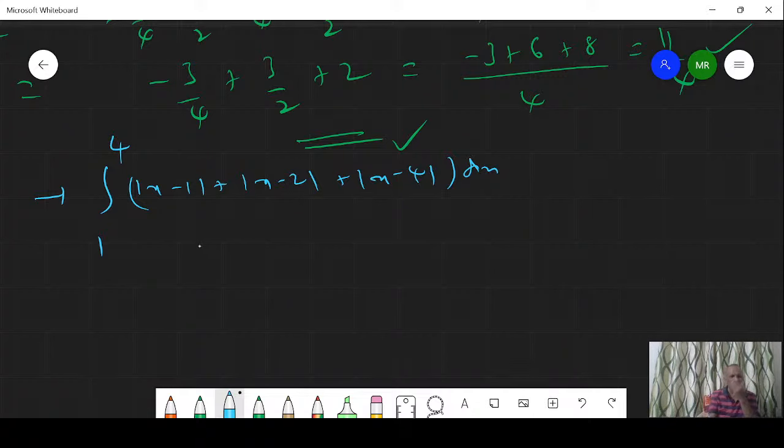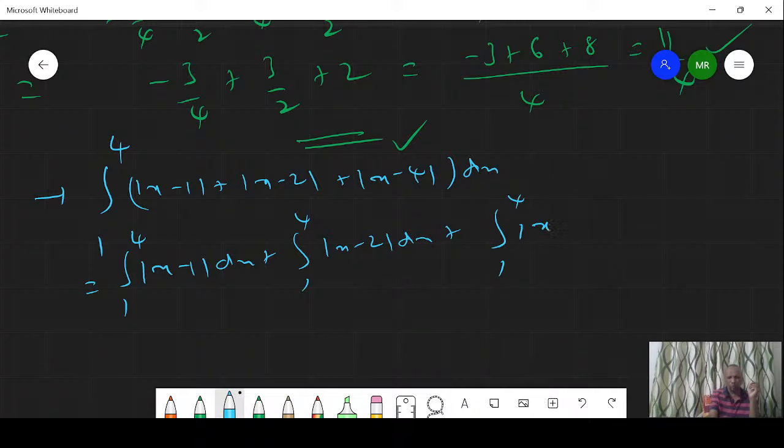Here also you can check that 1 to 4 and mod x minus 2. For our convenience I can split this integral: integral 1 to 4 mod x minus 1 dx, integral 1 to 4 mod x minus 2 dx, integral 1 to 4 mod x minus 4 dx. Again remember the definition of mod x: mod x is equal to x when x is positive, equal to minus x when x is negative, and equal to 0 when x equals 0.